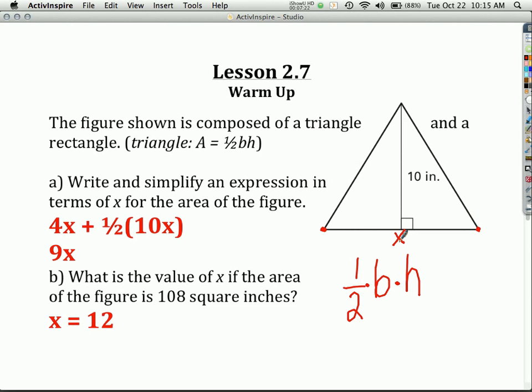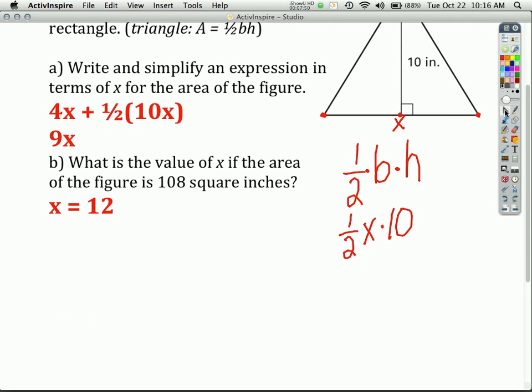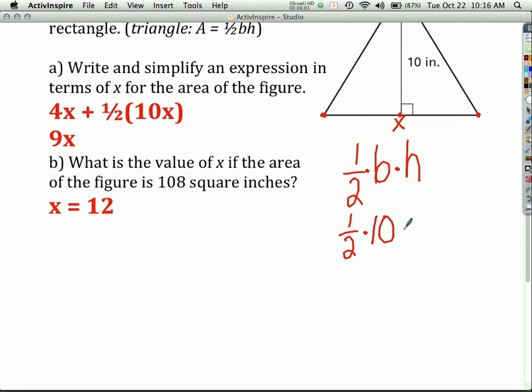What's the height of the triangle? What's the height? Yadesh? 10. The height is the distance from the top point down to the base. So that's 10 right there. So now plug in the pieces of information. We got 1/2 the base times the height. But remember, it's multiplication. So we can rearrange this in any order that we would like. So if I wanted to, I could change it to 1/2 times 10 times x.